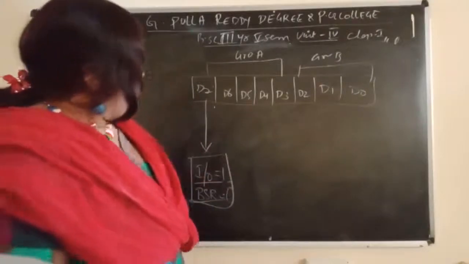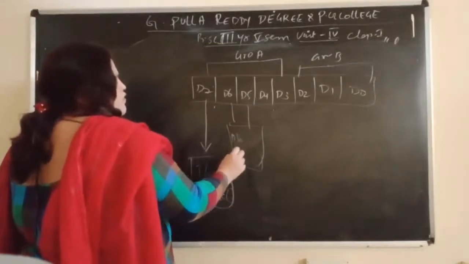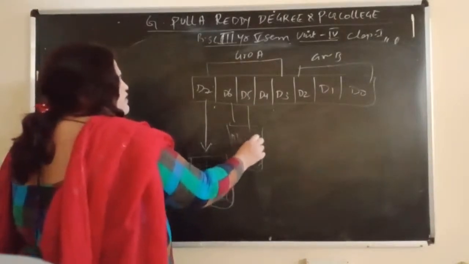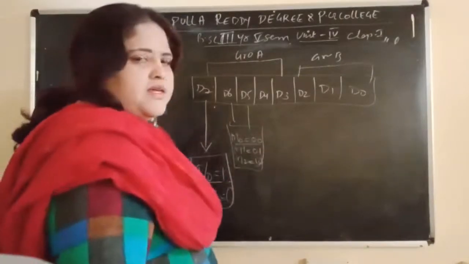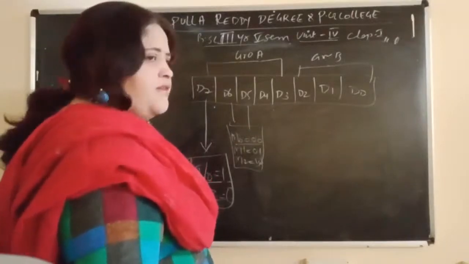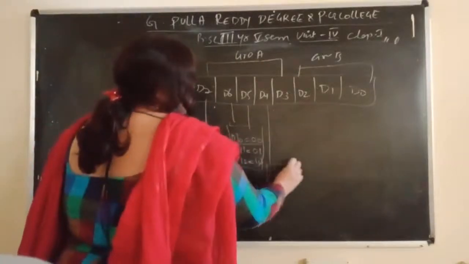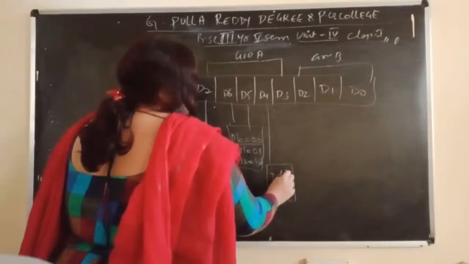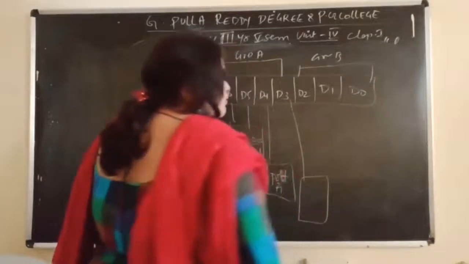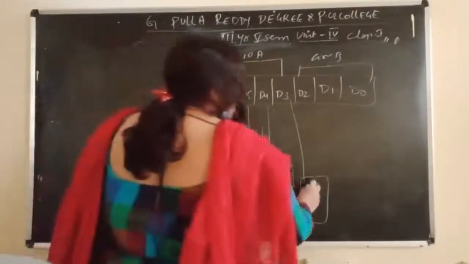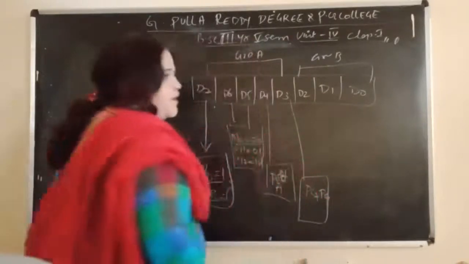Now in group A you will have modes. We will use 3 modes: mode 0, mode 1, mode 2. When it is 00, mode 0 will be selected. When it is 01, mode 1. When it is 10, mode 2. Then here you will be using port A with the upper part of port C, PC7 to PC4.